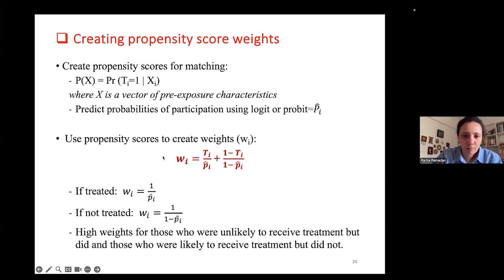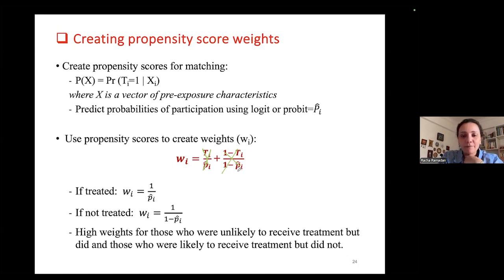So if I am treated, my TI equals 1, this part will be removed. So my weight in this case will be 1 over the estimated probability of being part of this program, or being victim of violence, or being treated by this medicine, or being part of this training program, given my characteristics. And if I'm not treated, this part will be 0, and that will be 1 over 1 minus the probability of being selected into the program. And here, what is the idea behind that?